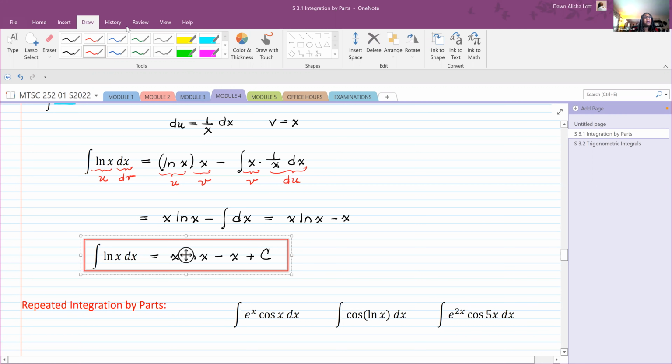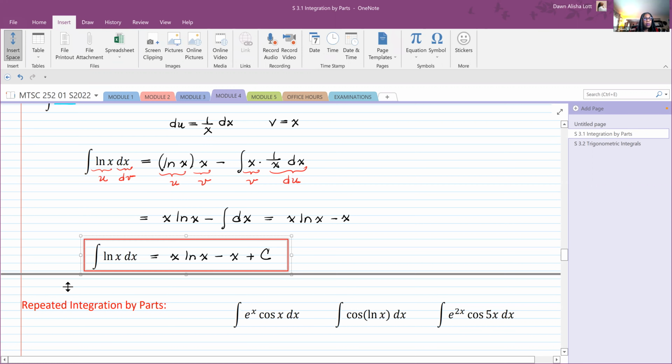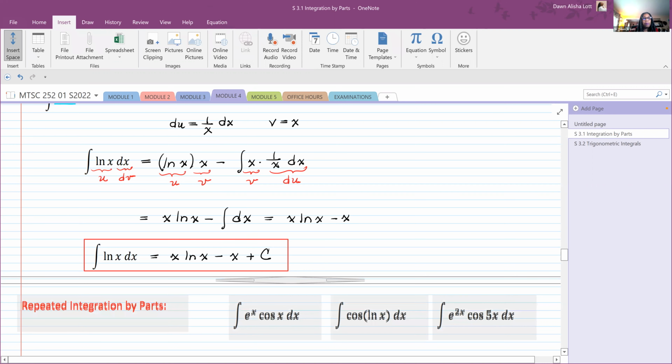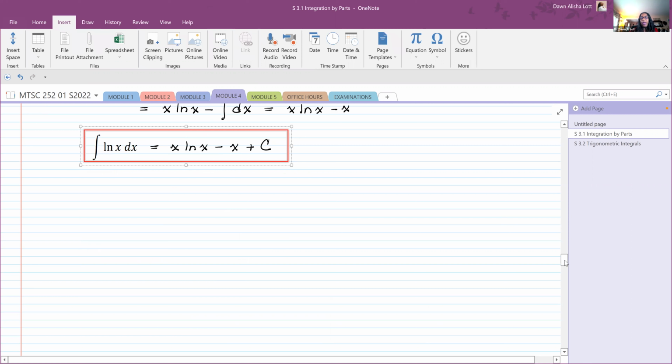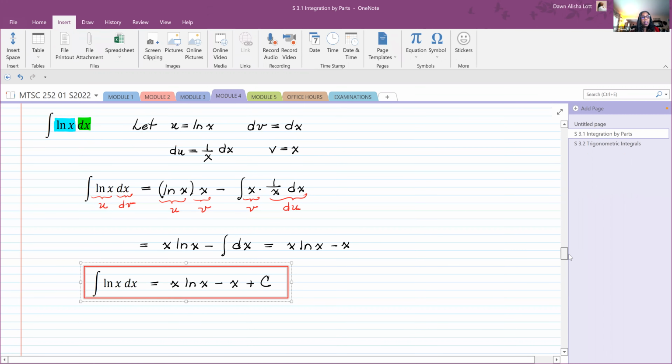So now we know how to integrate log. We didn't know how to integrate log before. This is the first time we're able to actually integrate the log function. We've actually been able to integrate integrals that had log in them, but we were never able to integrate the log function. So there is how to integrate the log function.